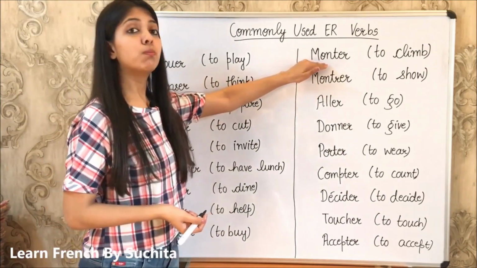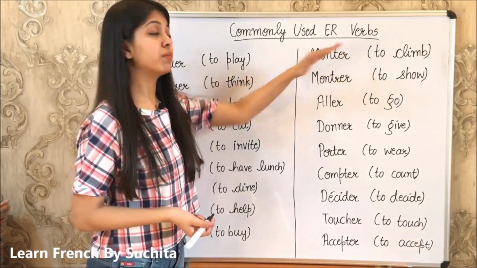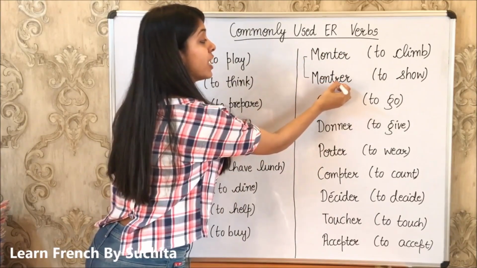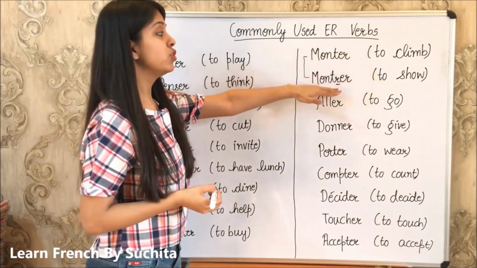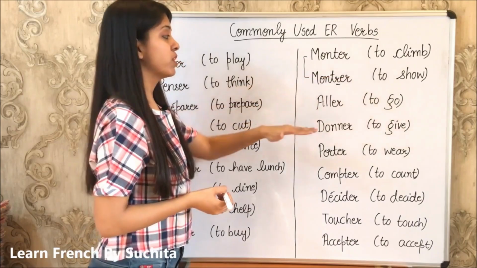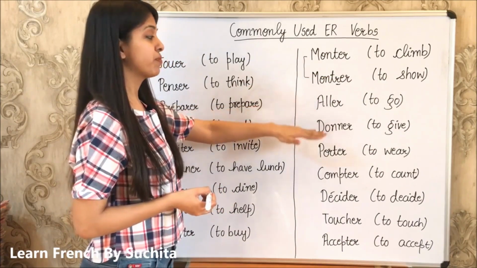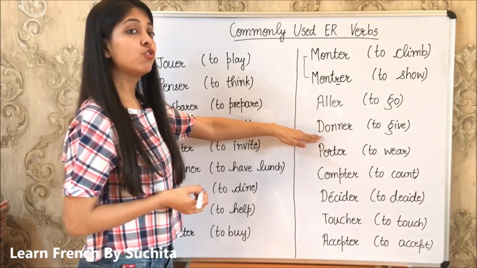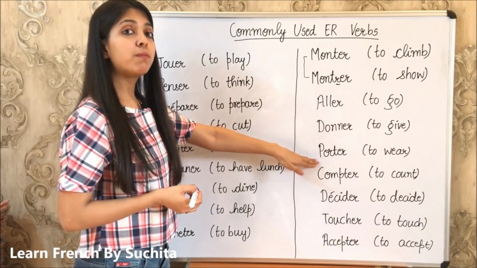Next verb, monter. The verb is monter. Monter means to climb. Now here, these are somewhat similar verbs, but here we have R. So if you write monter, the meaning is to climb. Here it is montrer. The verb is to show. Next, aller. Aller means to go. The next one, donner. The verb is donner. Donner means to give. The next word, porter.